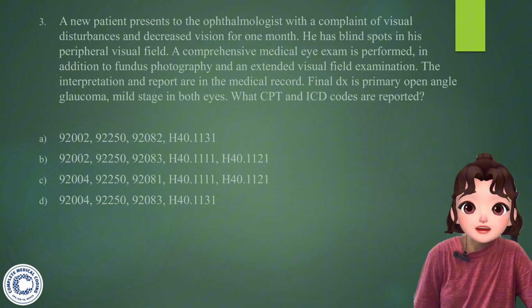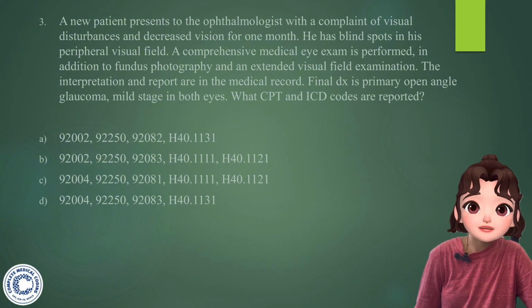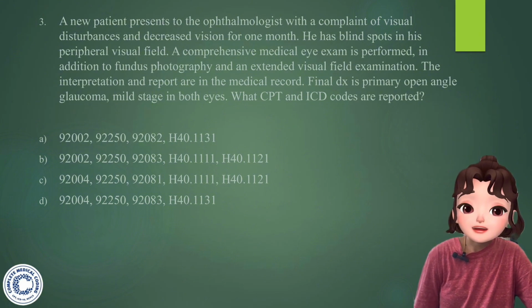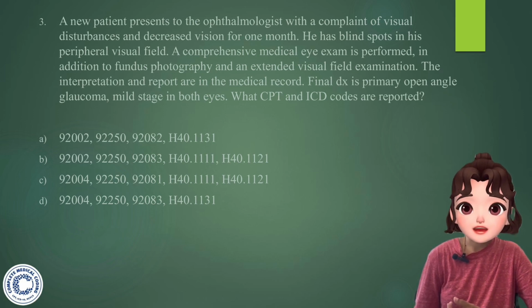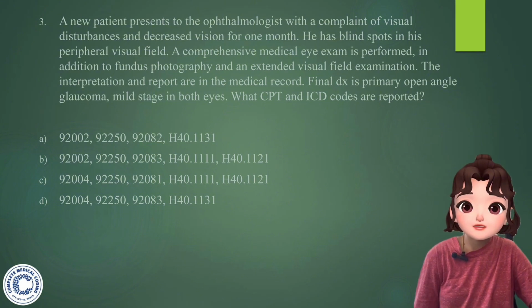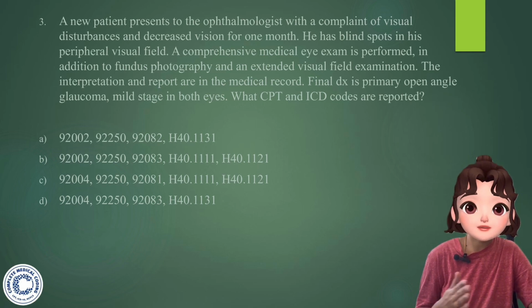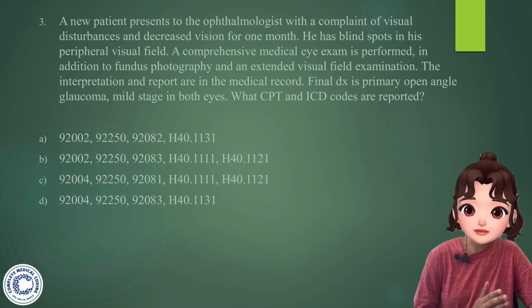H40.1131. If you can see options B and C, how they have marked, even that option is also correct. If you can check, even those ICD codes are also correct. H40.1111 is primary open angle glaucoma of right eye, and H40.1121 is left eye. But since there is a combined code as bilateral, you can't go for options B and C. You can't code right eye separately, left eye separately. You should not code like that, since there is a bilateral code.